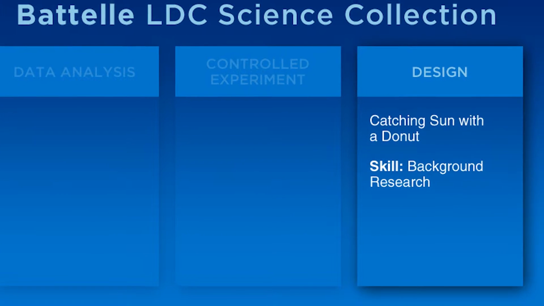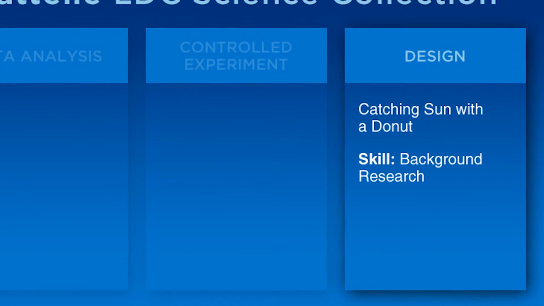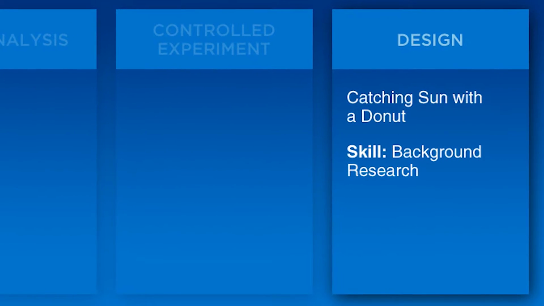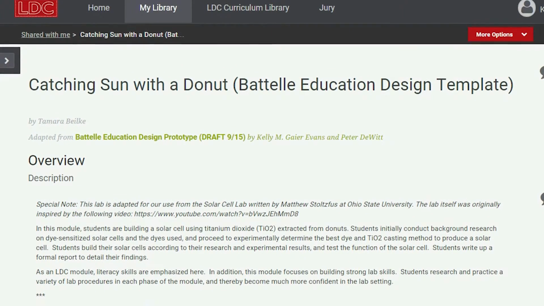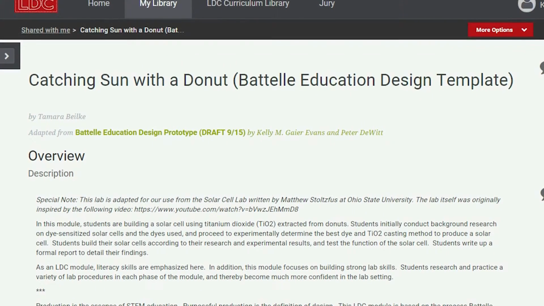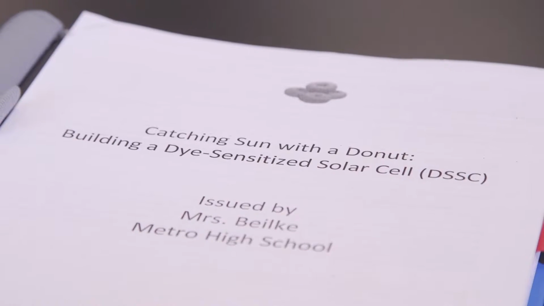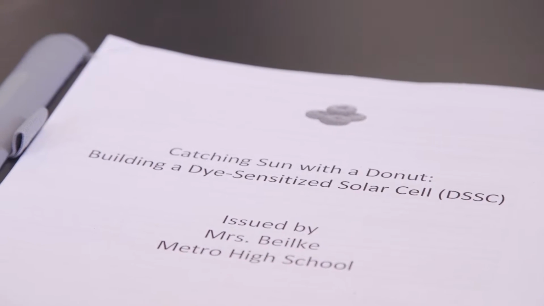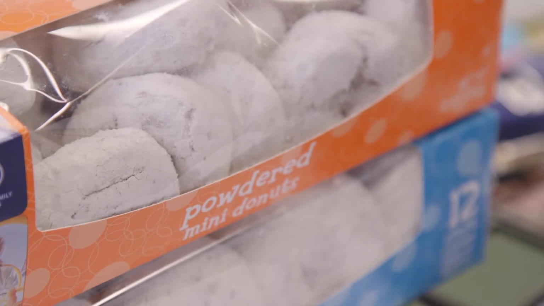I am Tammy Beilke. I am a chemistry teacher at Metro Early College High School. The template that I used for this was the design template, and the module that was created for that was based on a project that the students are developing a solar cell from titanium dioxide obtained from powdered sugar donuts.